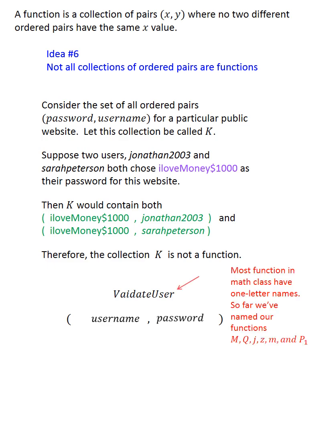Now, most functions in math are a single letter. So far we've used m, q, j, z, m, and P1. But the name of a function doesn't have to be a single letter. It could be 11 letters long like this one. In fact, in computer programming, the functions tend to have very long and descriptive names to help the programmers understand the functions they're using. But let's look at this in a more mathematical sense.